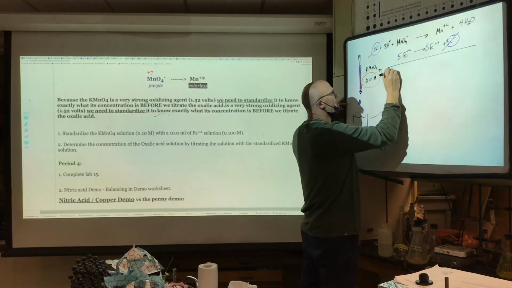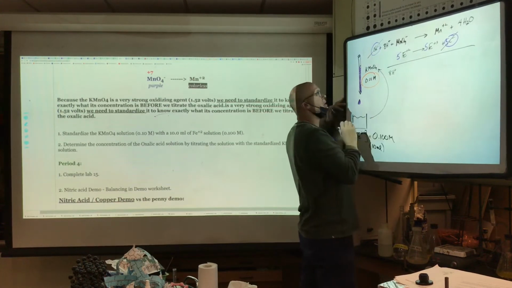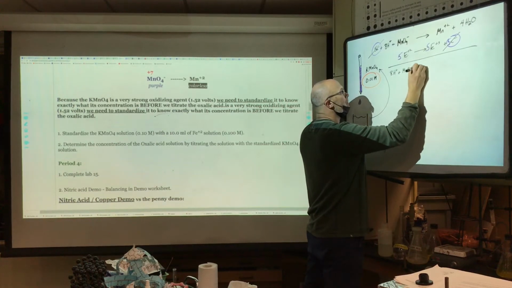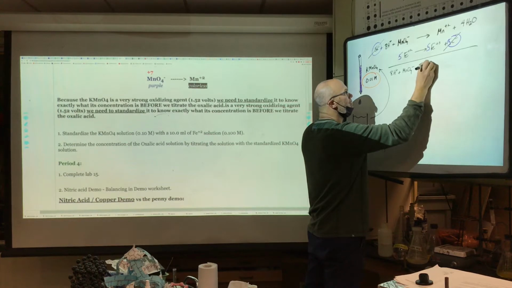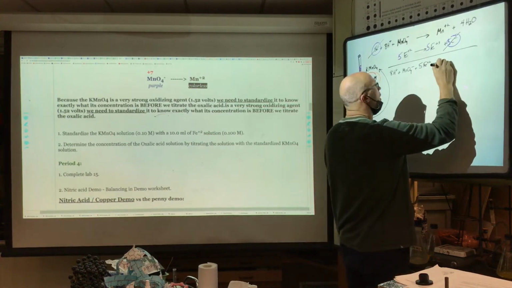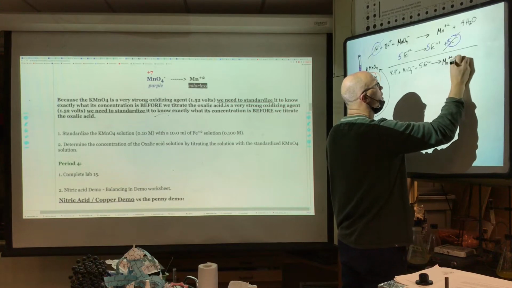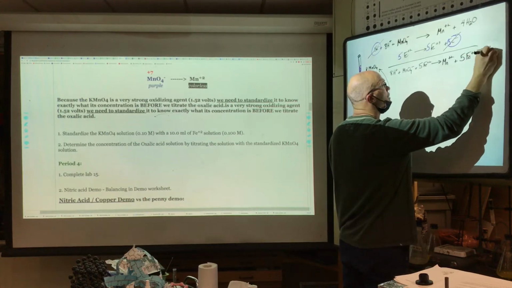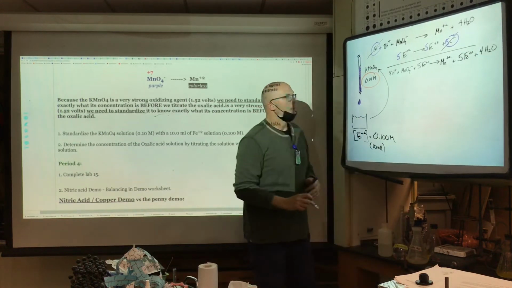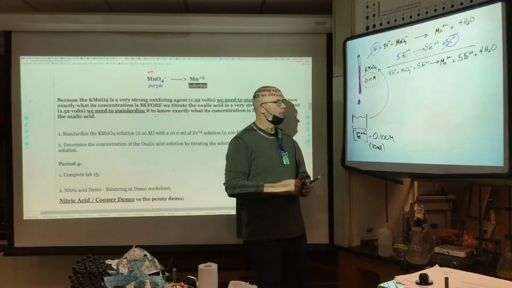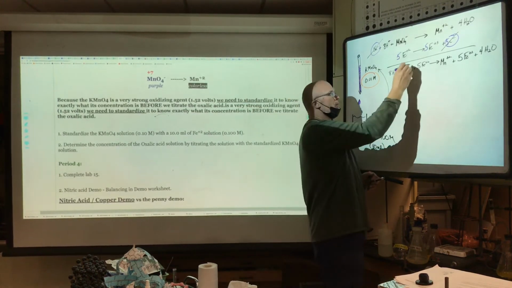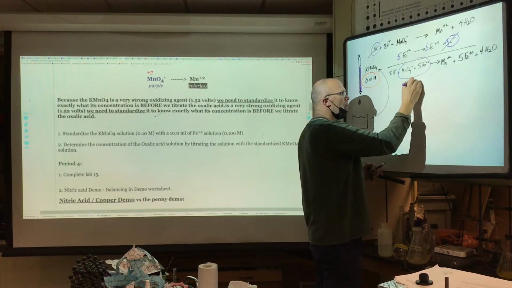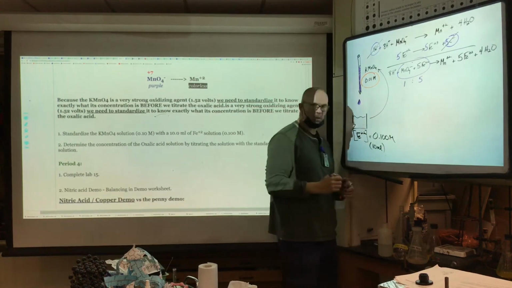So the overall reaction is 8 H+, okay, we're doing this in an acidic environment, plus 1 permanganate ion, plus 5 Fe+2 goes to 1 Mn+2 plus 5 Fe+3 plus 4 H2O. And why did we do that? Because we needed this ratio. There is 1 permanganate per 5 Fe+2. That's what we need.